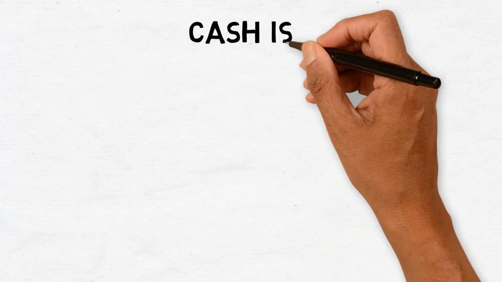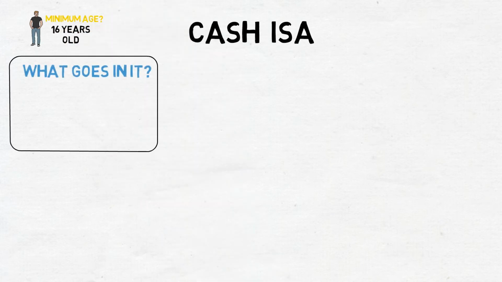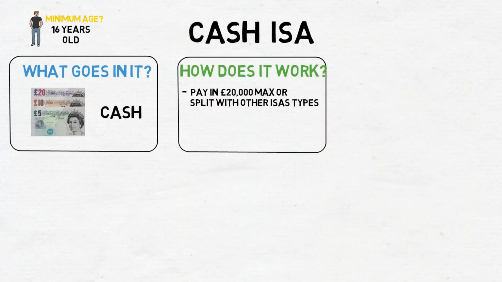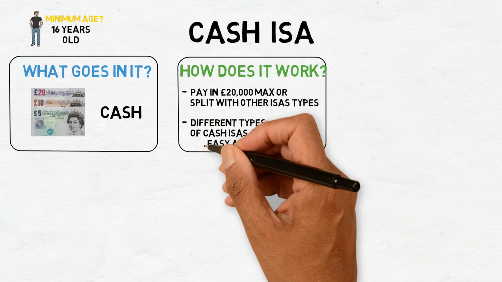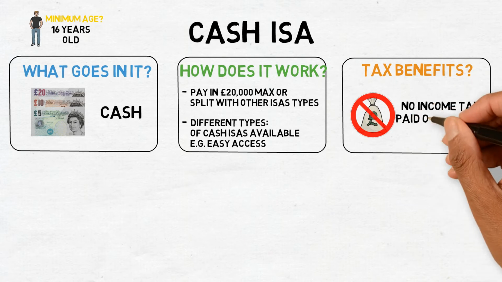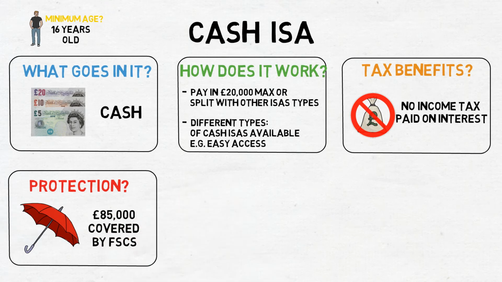So how does a Cash ISA work? Well, to open a Cash ISA you must be 16 years old or above. You deposit cash and each tax year you can pay in the entire £20,000 ISA allowance or split the allowance with your other ISAs. There are different types of Cash ISAs available, such as fixed rate and easy access. The benefit of keeping your cash in a cash ISA is that no tax is paid on the interest earned. Additionally, your money is protected by the Financial Services Compensation Scheme up to £85,000. So if the bank which holds your ISA goes bust, you will get your money back up to £85,000.